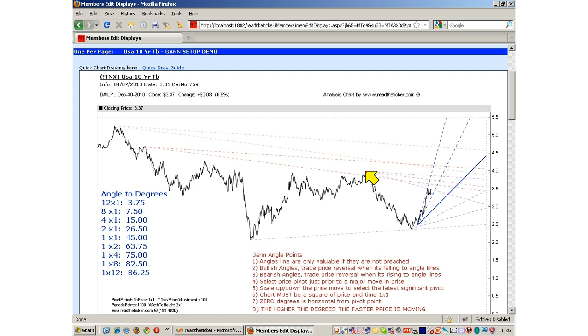As you remember, when we were looking from this pivot, there was a trade down the 45 degree angle: test, fail, break, a test, and it just took off again. As you can see from this pivot point here, this Gann angle is still current, and so are these angles up here.